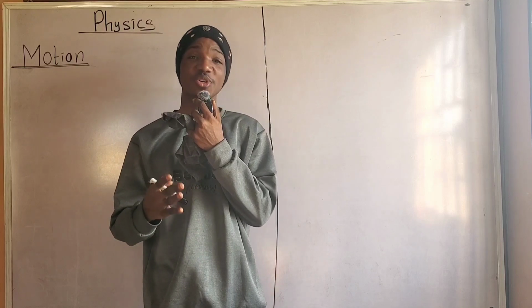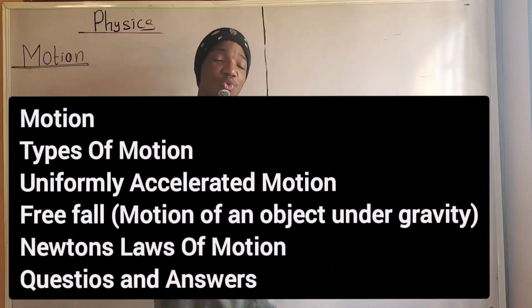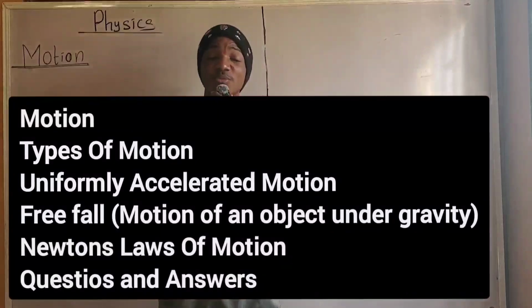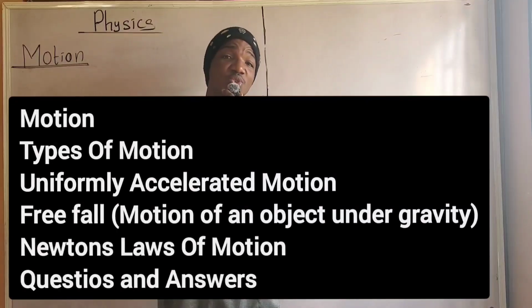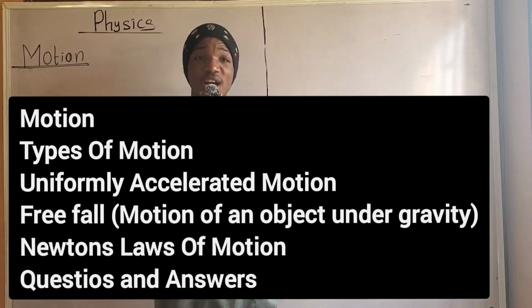In this class, we're going to talk about motion. We're going to look at what is meant by motion, types of motion, uniformly accelerated motion. We're going to look at motion of an object under gravity, and also we're going to look at Newton's laws of motion, as well as some worked examples under this concept.